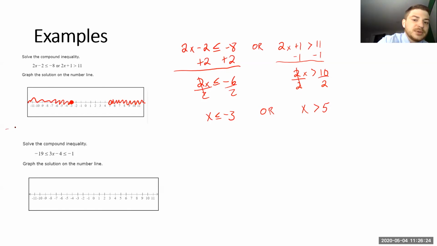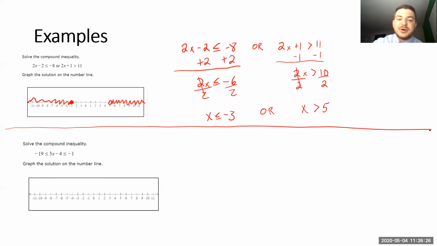Okay, so let's look at this second problem. In the second problem, we're given an and inequality, and you don't see the word and, like I told you. So we need to break this into 2 inequalities. The way we do that is by keeping the center the same. Okay, so keep the center. We're always going to keep the center.